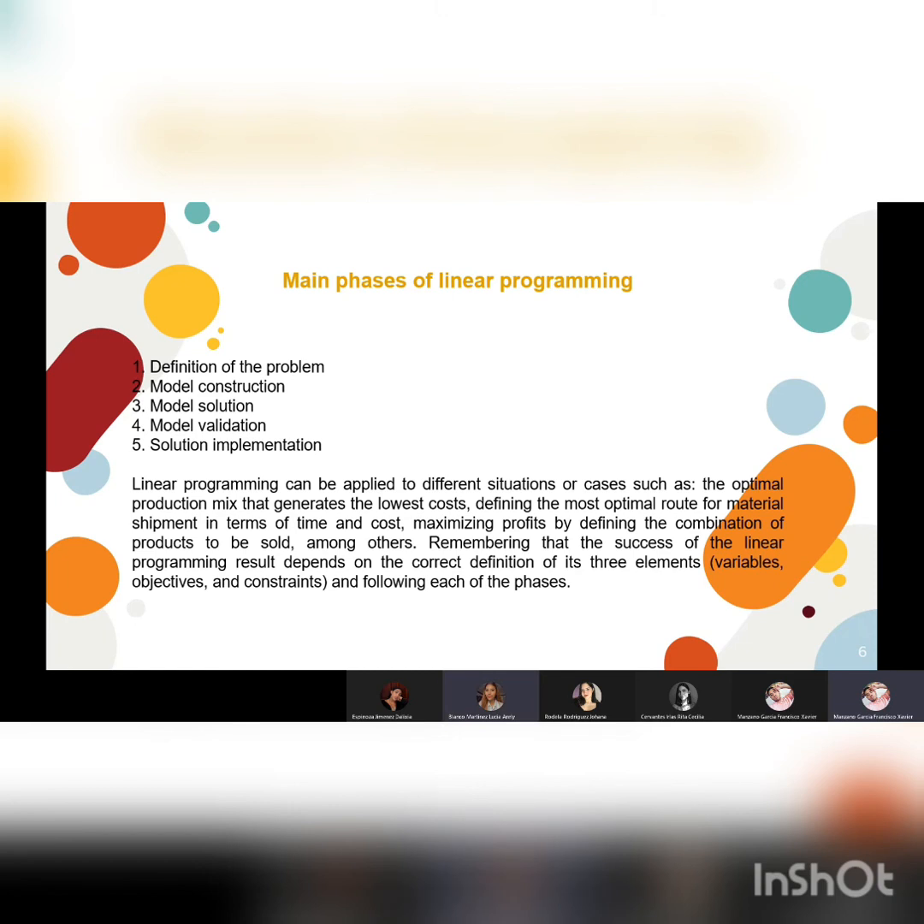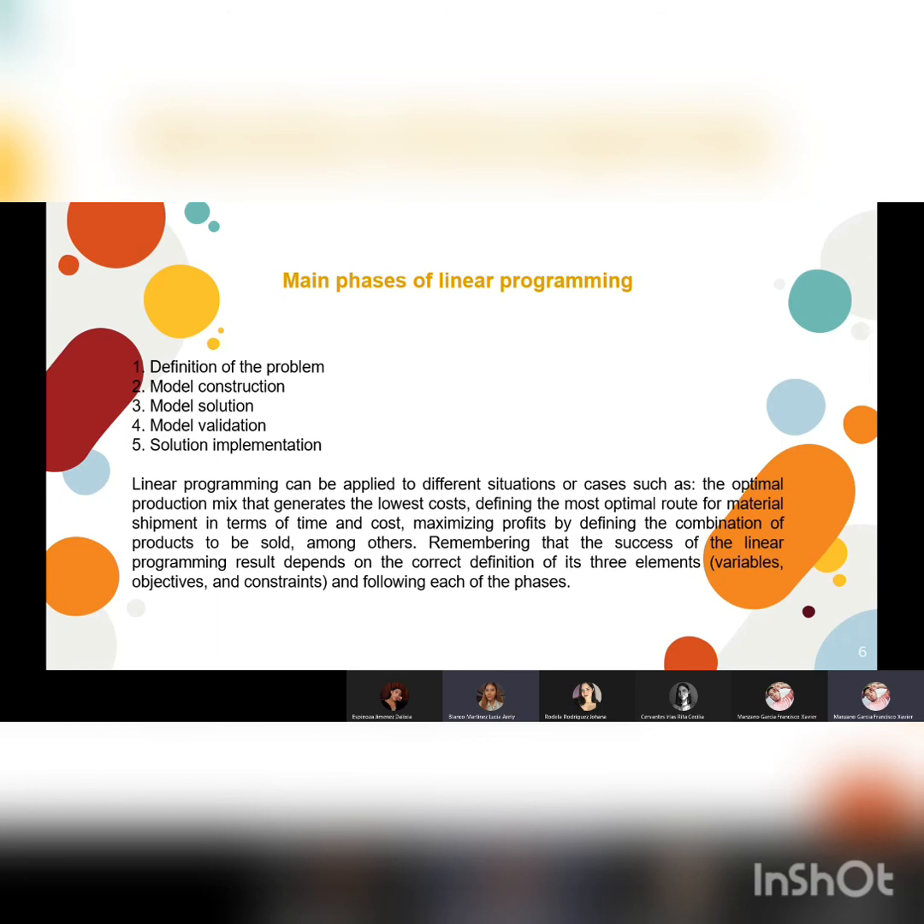Main phases of linear programming. 1. Definition of the problem. 2. Model construction. 3. Model solution. 4. Model validation. 5. Solution implementation.